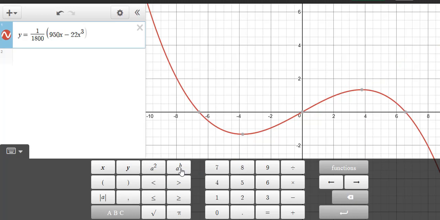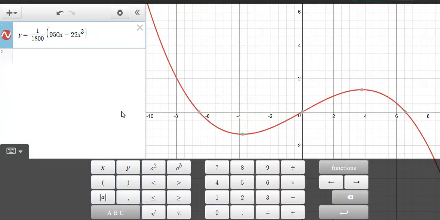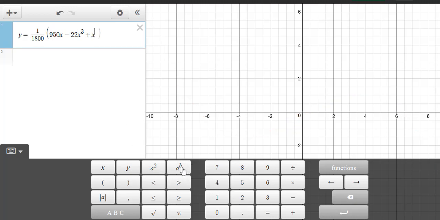Now the graph's looking really cool. I'm going to hit the arrow key to the right to get back to regular typing again. And we want plus x to the power of 4, or x exponent 4. So plus x, and then hit that a exponent b button. X, so we get x exponent 4. Then I'm going to hit the arrow to the right and put a bracket on the end. Now we have a graph of this situation.